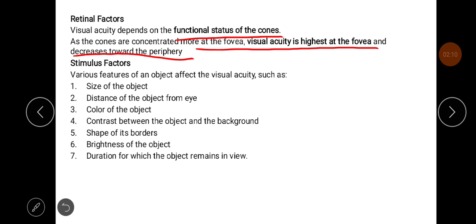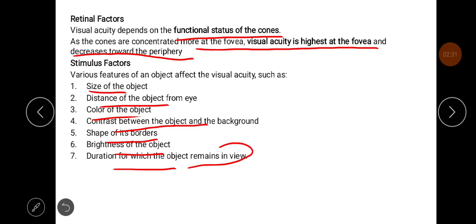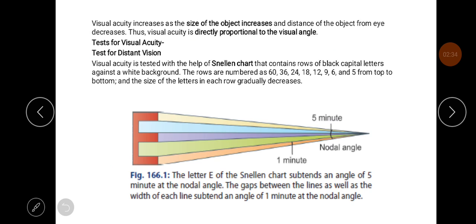Stimulus factors depend on factors such as size of the object, distance of the object from the eye, color of the object, contrast between the object and the background, shape and its borders, brightness of the object, and duration for which the object remains in view. These are some of the factors. The acuity decreases as the size of the object decreases and the distance of the object from the eye increases. Thus visual acuity is directly proportional to the visual angle.